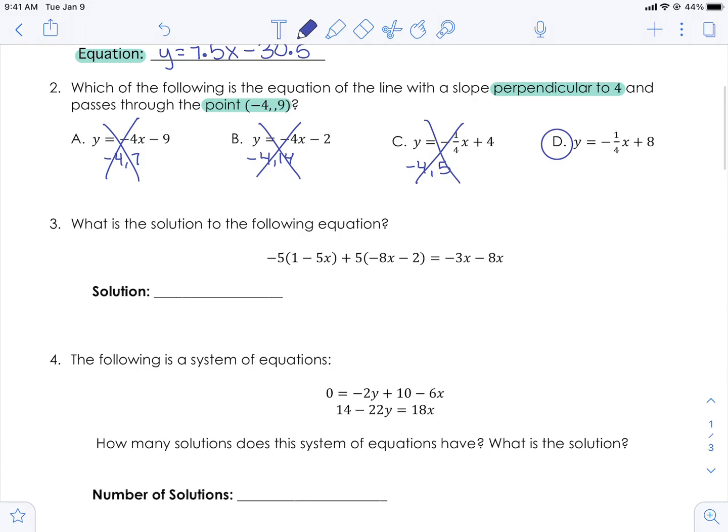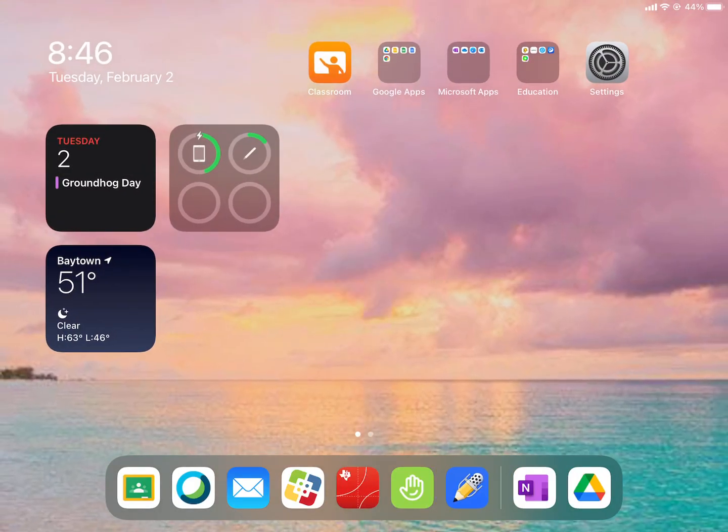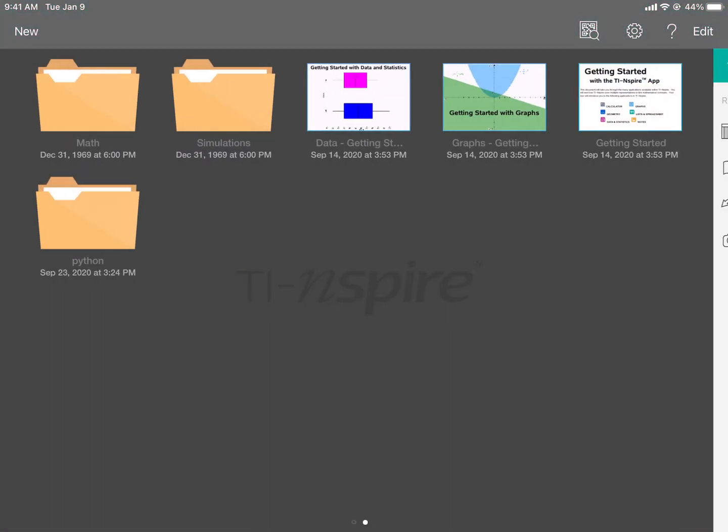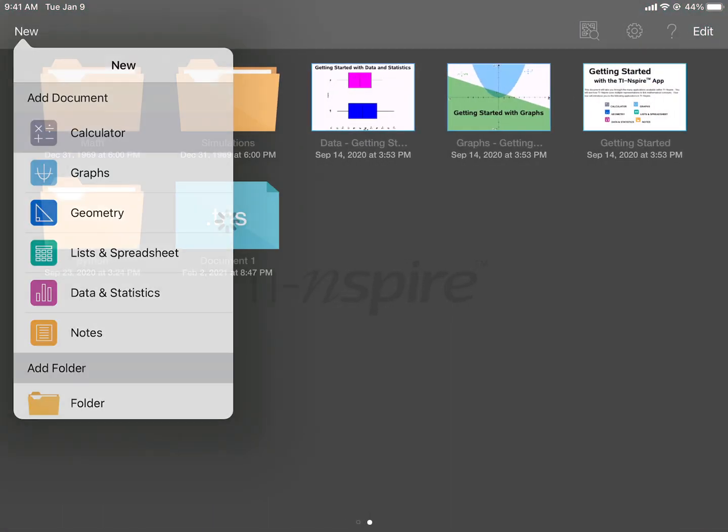Number 3, what is the solution to the following equation? So what we're going to do is go back to our calculator, and we're going to end up typing this whole entire equation in. But how we do that, you can't just type it into the calculator part, it's not going to work that way. So again, we go home, discard our changes, and we want to go to calculator.